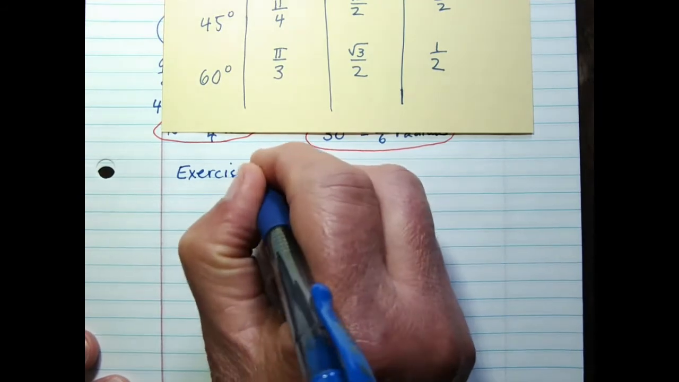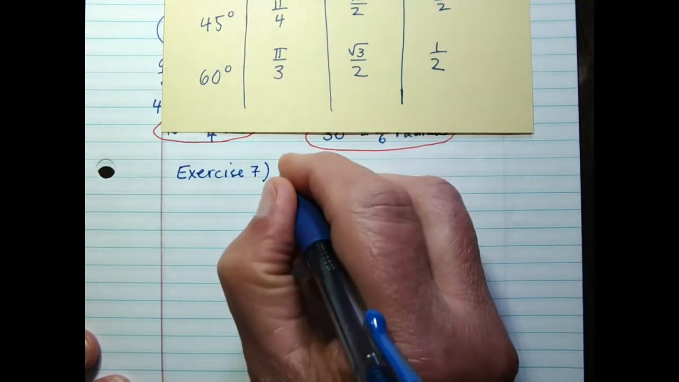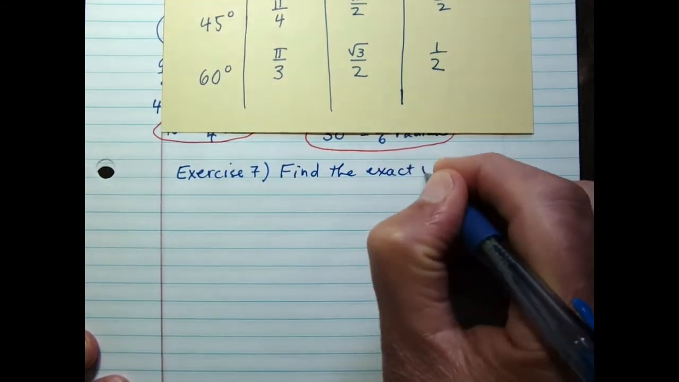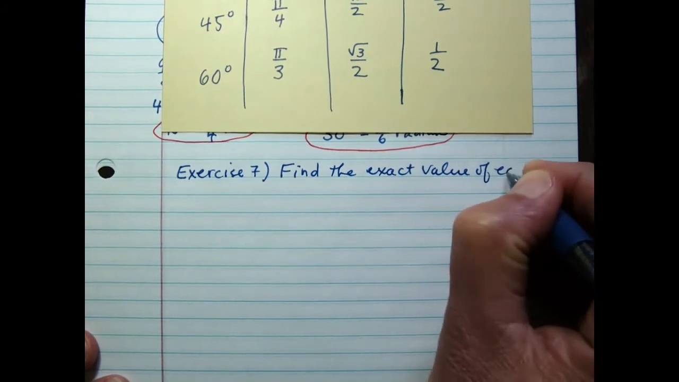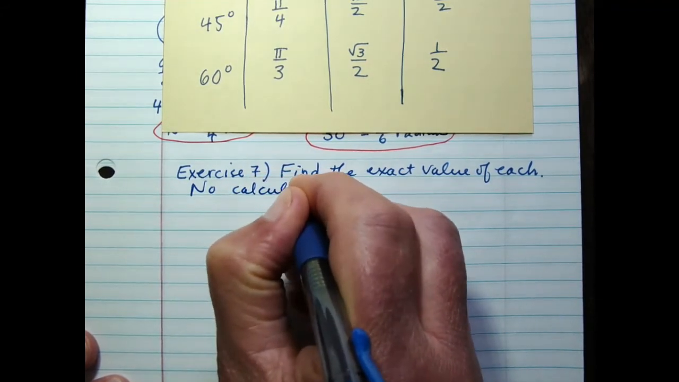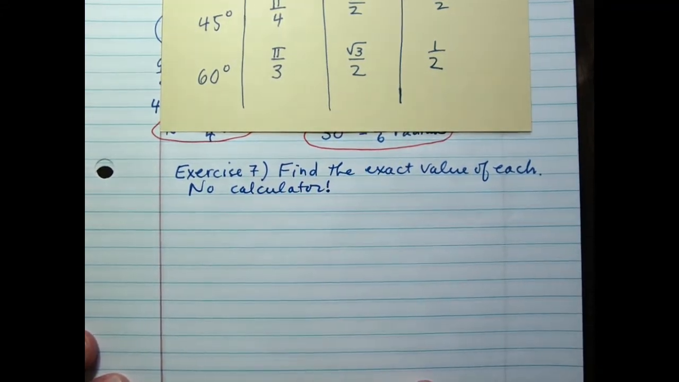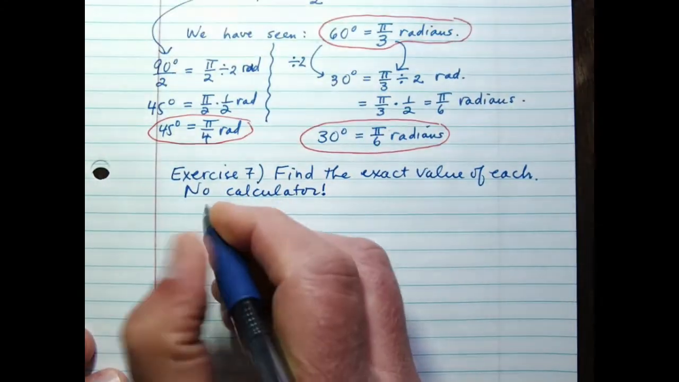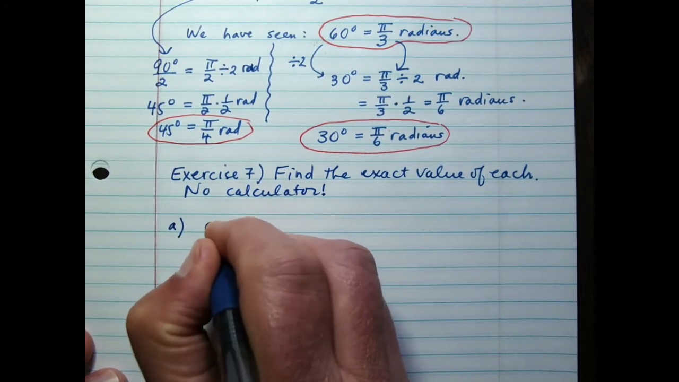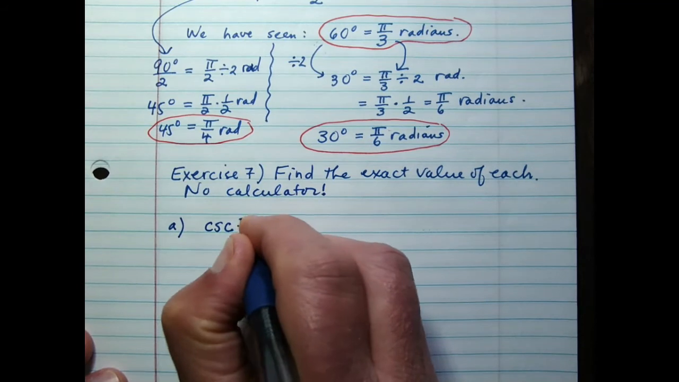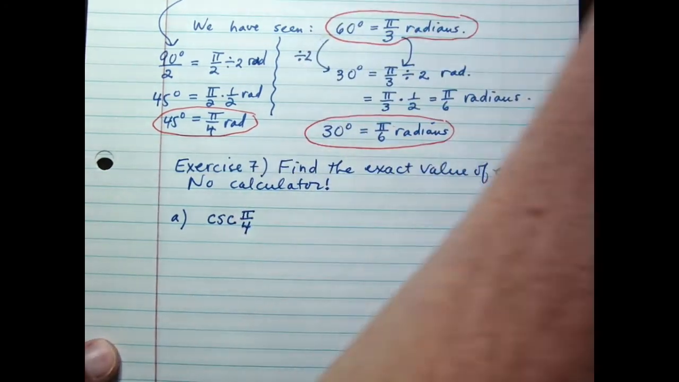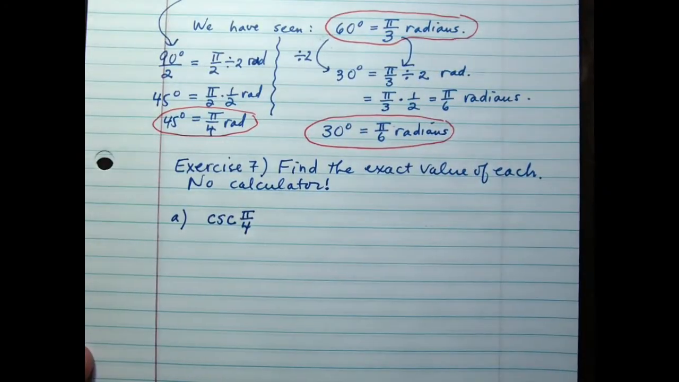I'm going to call this exercise 7. Find the exact value of each. No calculator. So this is something you should be able to do just from information you have in your head. We'll do a few of these. A is cosecant of pi over 4. And you say, well, wait a minute, that's not on my chart.